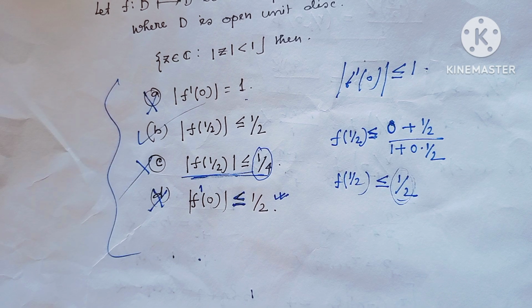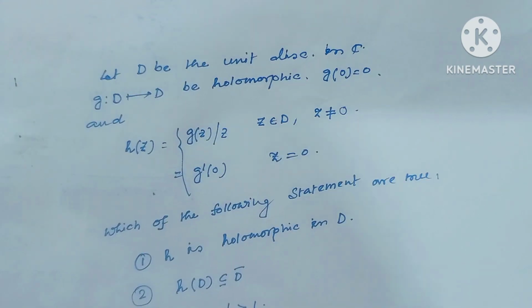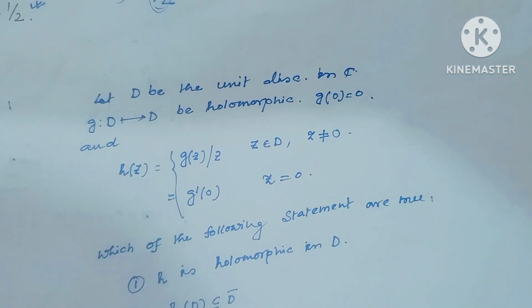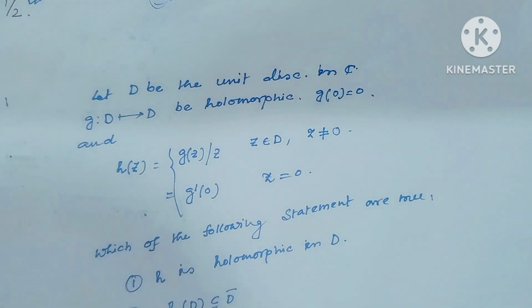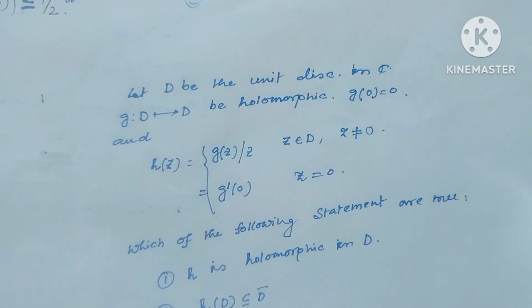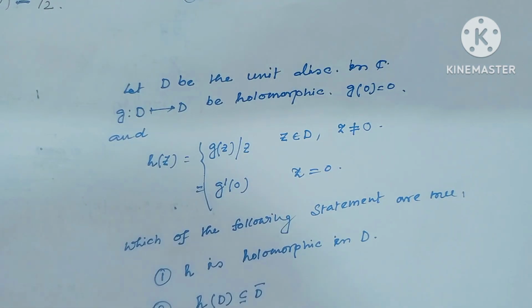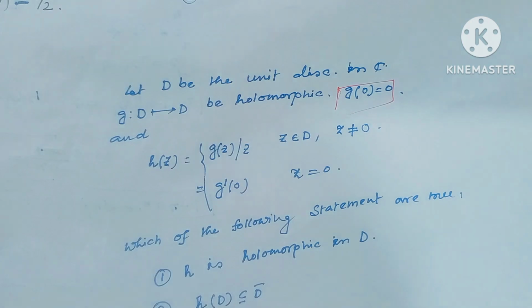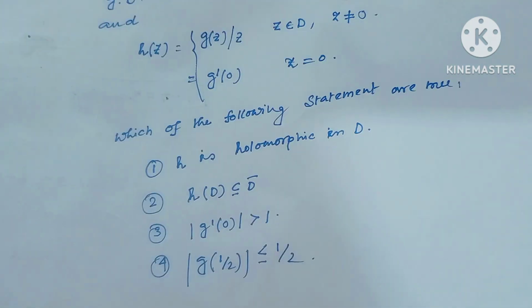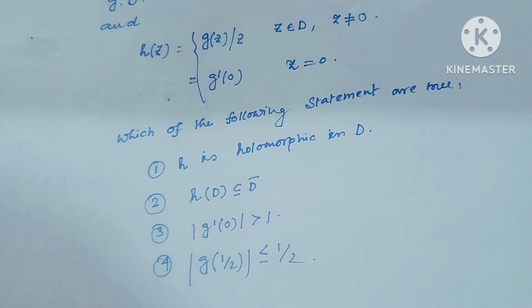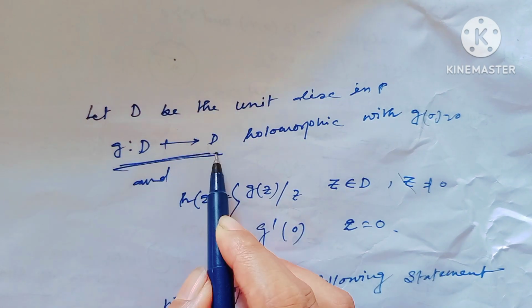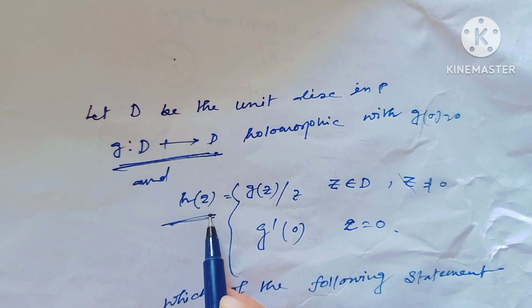Okay, my next example is very interesting. Let D be the unit disk in the complex numbers, and g, defined from D to D, be a holomorphic function with the condition g(0) equal to 0. At first I will look at the g function, then I will look at the h function.